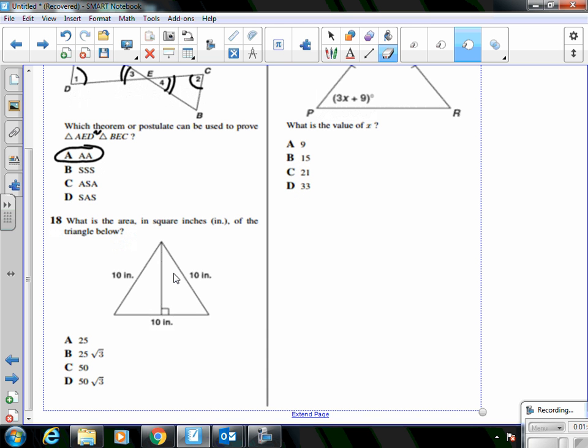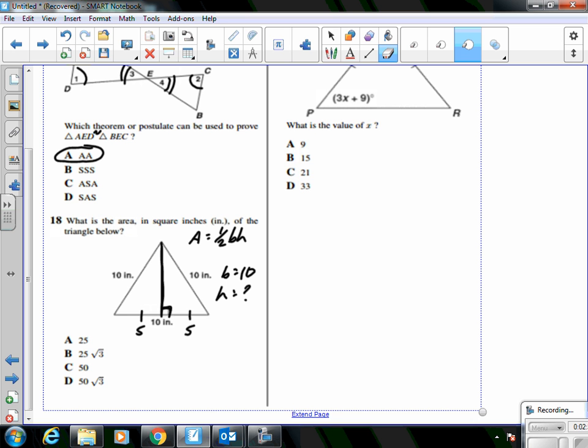Number 18, what's the area in square inches of the triangle below? So, area of a triangle, 1/2 the base times the height. We've got a base of 10, and the height off of that altitude right there is what we don't know. So we got to figure that out before we can calculate the area. So since this is an equilateral triangle, this altitude should split it perfectly, split the base perfectly in half, which allows us to know that that's 5 and 5.